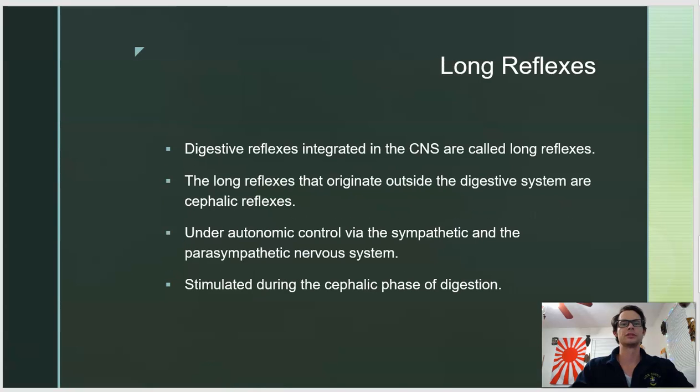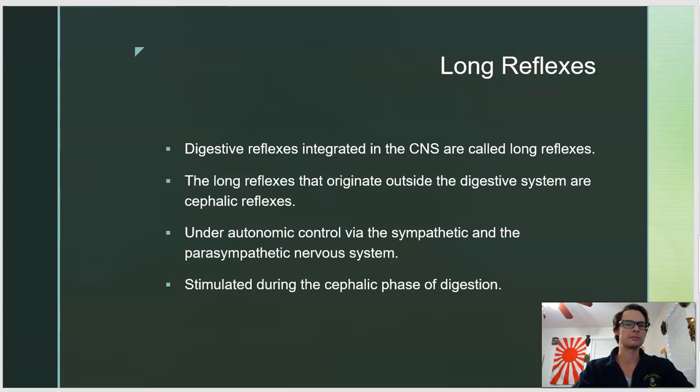Moving on to the long reflexes. Long reflexes get their name because they travel over a much longer distance. They are integrated in the central nervous system, whereas the short reflexes were purely integrated within the enteric nervous system, or the ENS. The long reflexes that originate outside the digestive system are part of the cephalic reflexes, and so they also occur mainly during the cephalic phase of digestion.